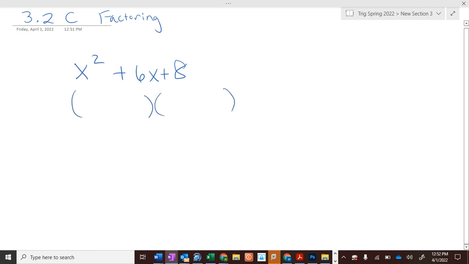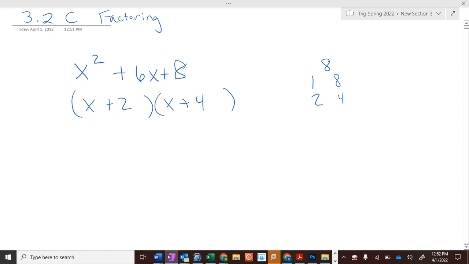Two sets of parentheses. Split up the first terms. List the factors of the last term, 1 and 8, 2 and 4. Which factors have a sum of the middle term and multiply to be the last term? Plus 2, plus 4. Factored. Okay, that's the basics of factoring.